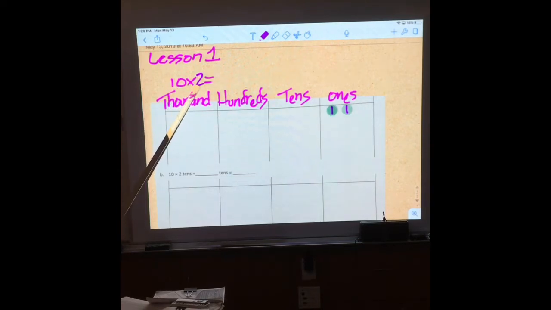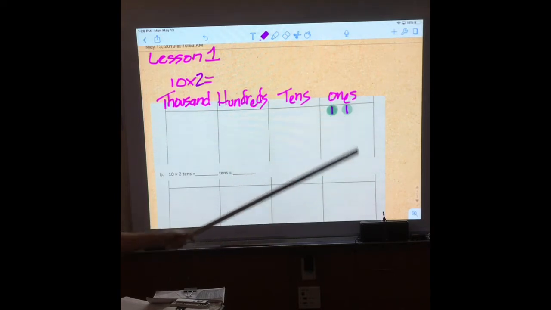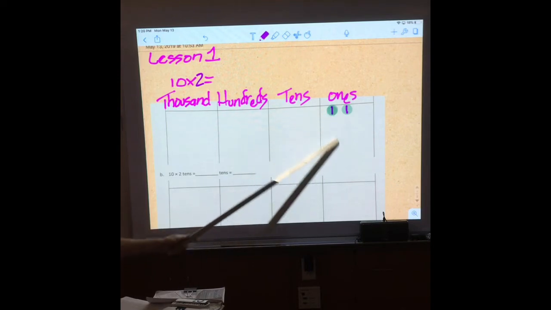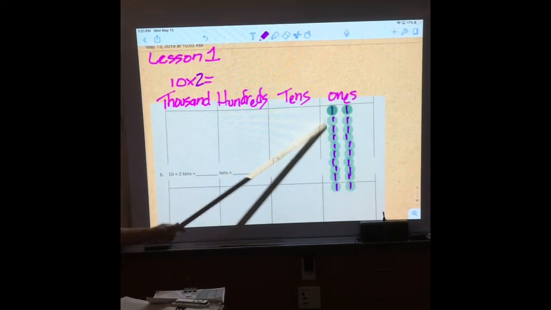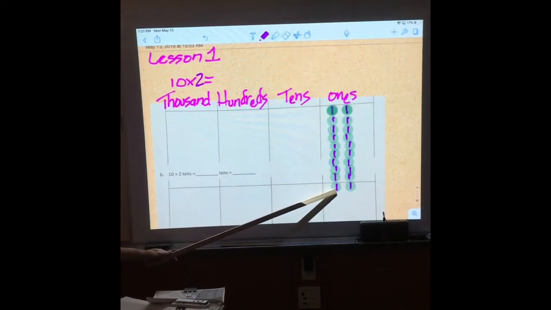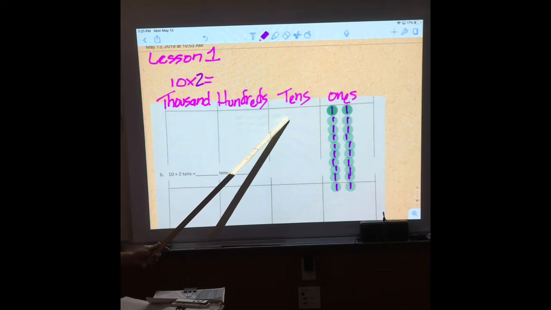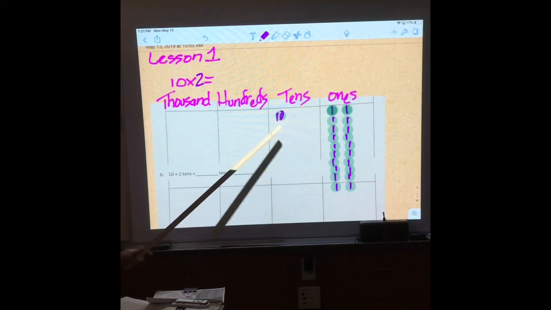All right, it's 10 times 2. Well, we're going to put 2 in the what column? The ones column. Okay, now we're going to multiply it by 10. So what do you think? How many dots are we going to have in each one of these columns right here? If you notice, I filled it in. How many dots do we have here? Well, we have 1, 2, 3, 4, 5, 6, 7, 8, 9, 10. We have 10 here, right? So how would we represent that over here? We would cash it in for 1 dot that has 10, right?